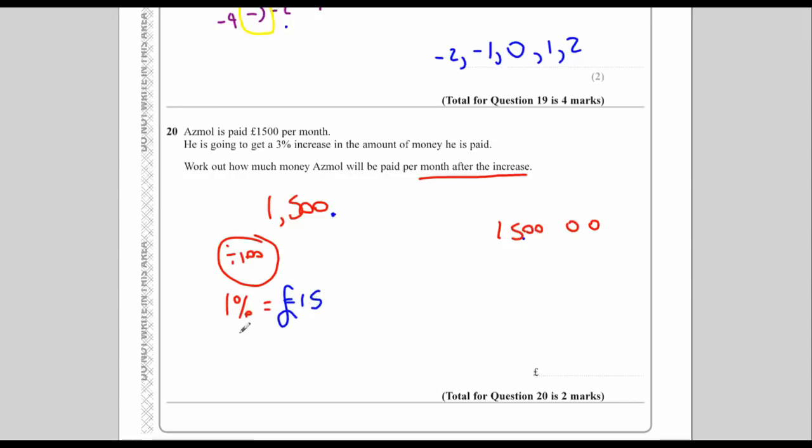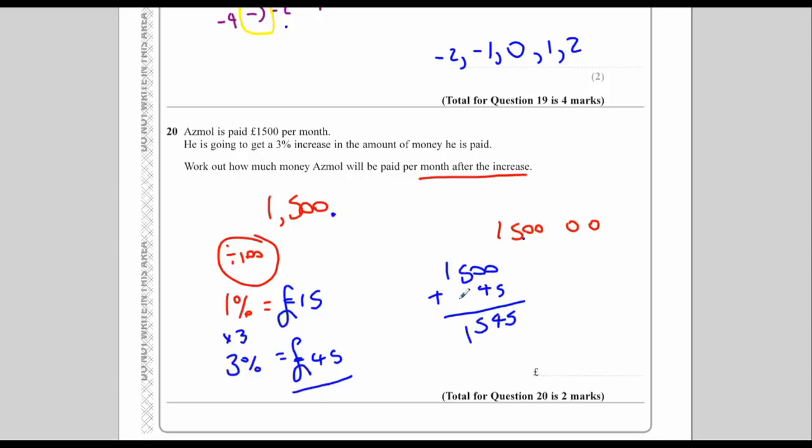He's got a 3% increase, so times that by 3. 15, 30, 45 is your 15 times table. So he's got a £45 increase, and he still gets the money he was getting before. They're not going to take that off him. So you add it on. 1,545. Lucky Asmal. Moving on.